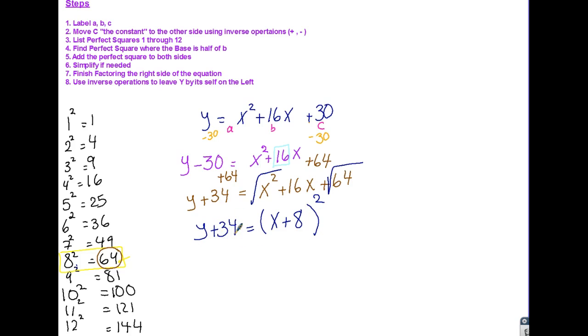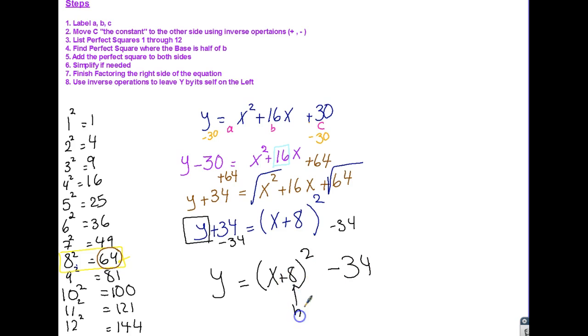Now, last step is we're going to use the inverse operations to keep y standing by itself. So, plus 34 is going to be minus 34 on both sides. So, y equals x plus 8 all squared minus 34. This is your h. This is your k. And a is just a 1 that we don't need to write down. And that should be your vertex form.